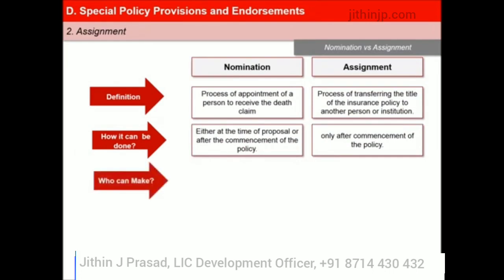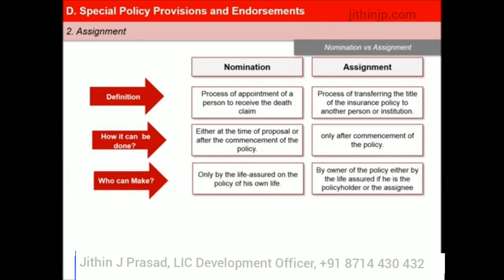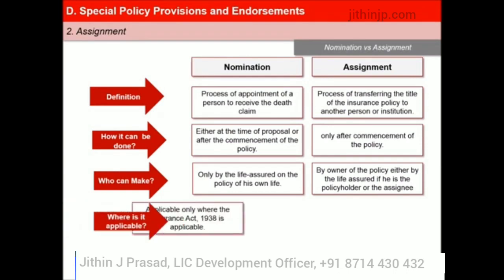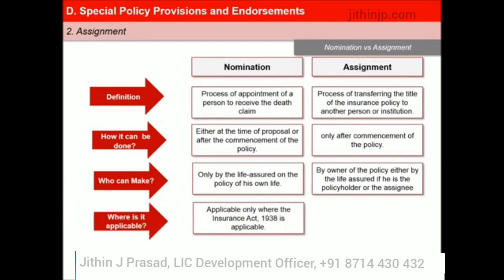Third, nomination can be made only by the life assured on the policy of his own life, whereas assignment can be done by the owner of the policy, either the life assured if he is the policyholder, or the assignee. Fourth, nomination is applicable only where the Insurance Act 1938 is applicable, whereas assignment is applicable all over the world according to the law of the respective country relating to transfer of property.